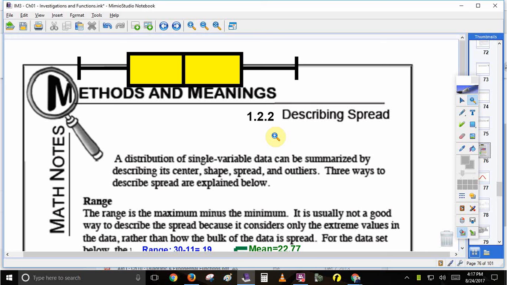Alright folks, welcome back to another Math Notes. Today we're going to be talking about describing spread in data.